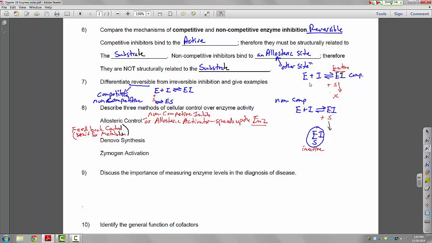De novo synthesis is making enzymes new, so this is that translation process. Simply making new protein, or what we call translation, or if you wish, protein synthesis. And the thing about this is it's slow, it takes a while. Zymogen activation, though, is fast.